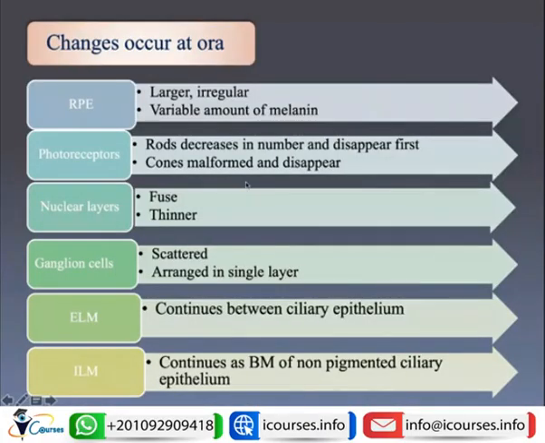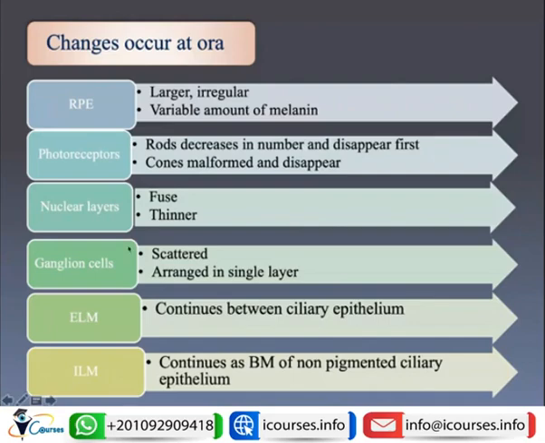So here we come to another transition slide, and as we said in the last lecture, the transition slides are important and they like to ask about them in the exam. So what are the changes that occur at the ora serrata? All the changes you will notice are due to loss of function, meaning that the peripheral retina is not a visually significant area; we don't use the peripheral retina for visualizing details in our day-to-day life.